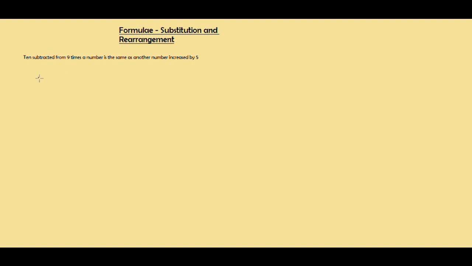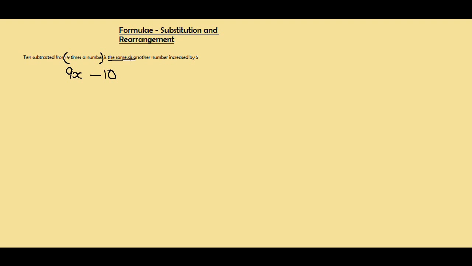From this, what we're going to try and do is create, in terms of algebra and formula and making equations, the following. It says 10 subtracted from 9 times a number. 9 times a number is a number that we don't know, so we can say a number that we don't know is x or y or any other letter that we choose, usually x. So we're subtracting 10 from that, so it's 9x take away 10.